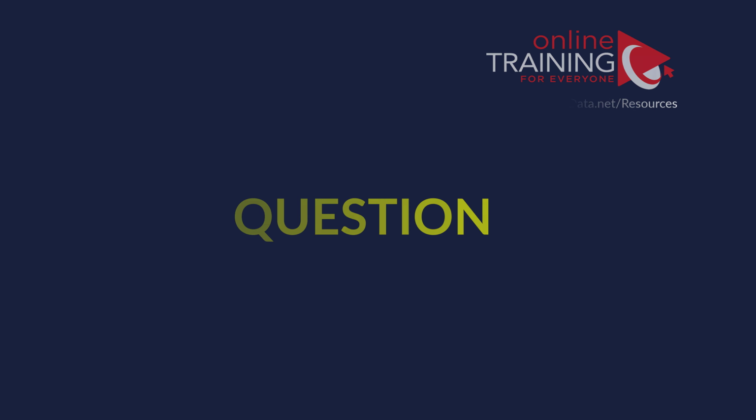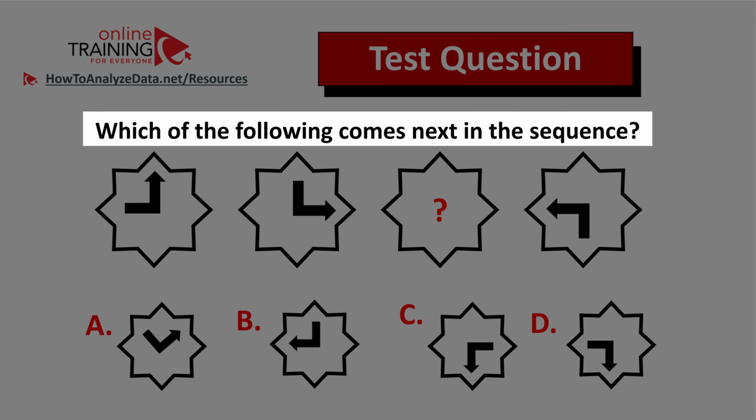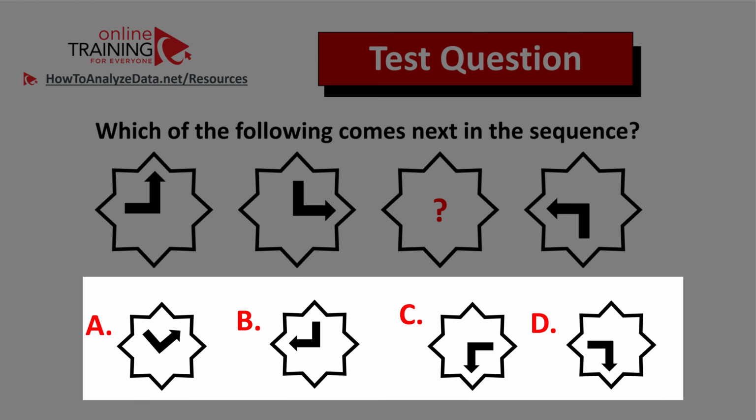Here's the question from the test, but somehow I have a feeling that you might come up with the answer. Which of the following comes next in the sequence? And you have a sequence of 4 shapes. The third shape is missing, and you need to select the right shape out of 4 choices at the bottom. Choices A, B, C, and D.